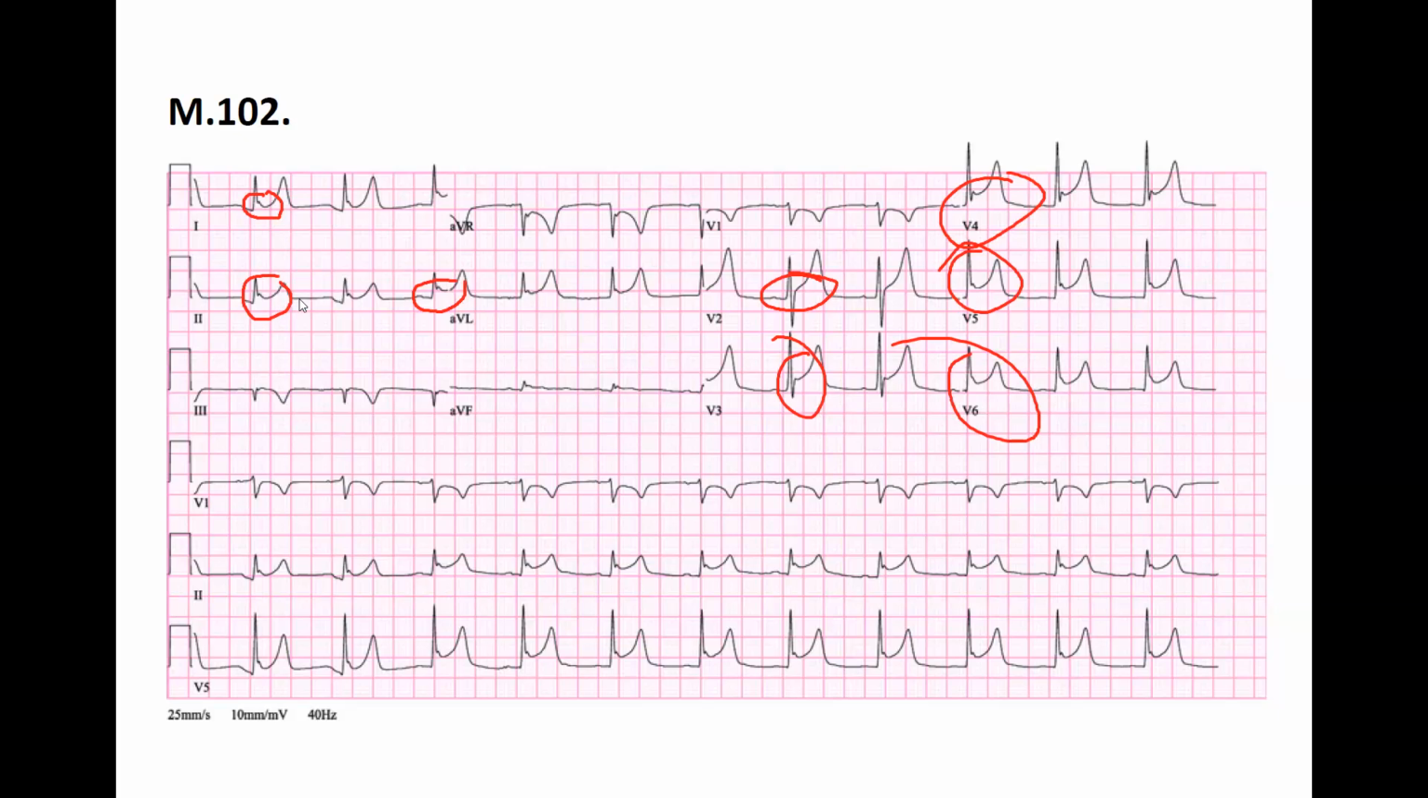And then another very important one, this little notch that you see here. Almost everywhere you see this little notching. So I think it is infarction, inferior and anterolateral myocardial infarction. No. Okay, that's a tricky ECG.